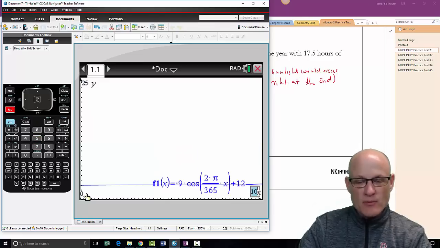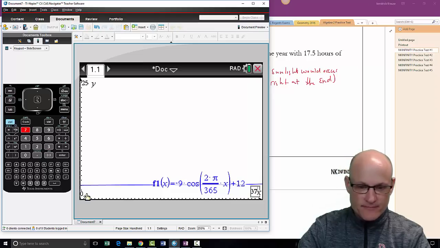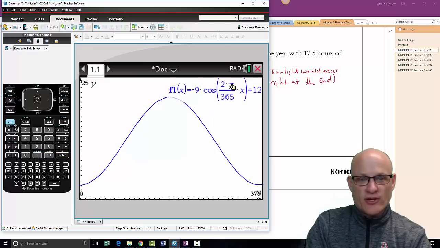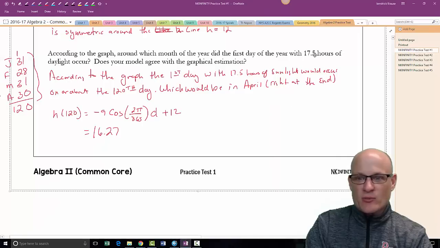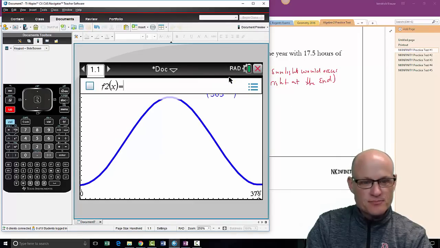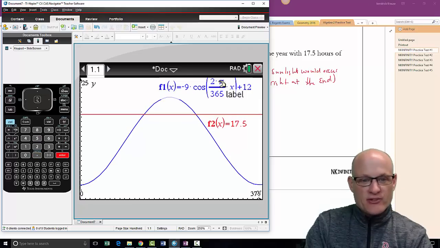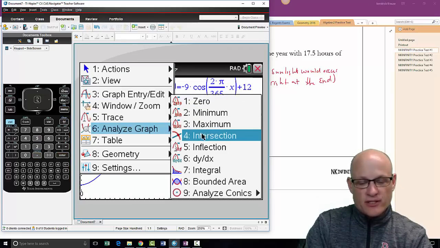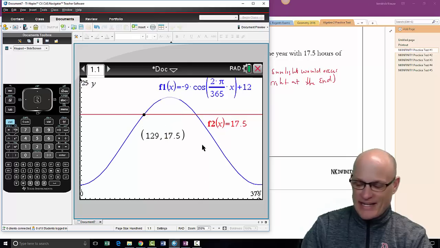And this is the hard one. Remember, it's going to go 365 days. So let's go 370. And there we go. Now I can see what it looks like. It looks like actually a cosine curve. So what do I want to know? I want to know when it's going to be about 17.5 hours. So I'm going to press tab, and graph the line 17.5. There it is. And I just need to find when they intersect each other. So menu, analyze the graph, intersection, click, click, 129 days.